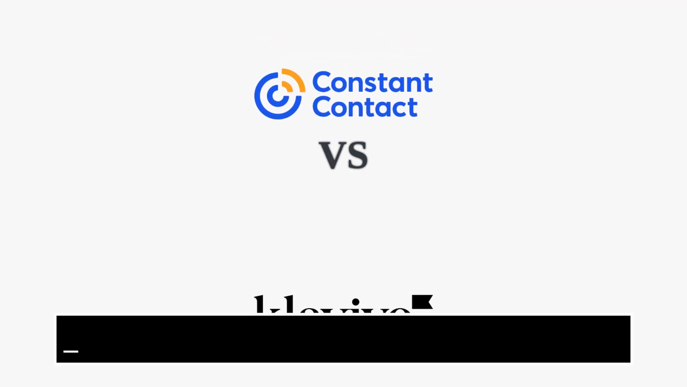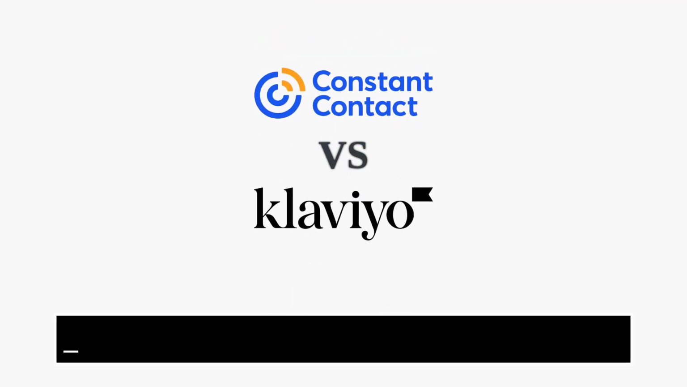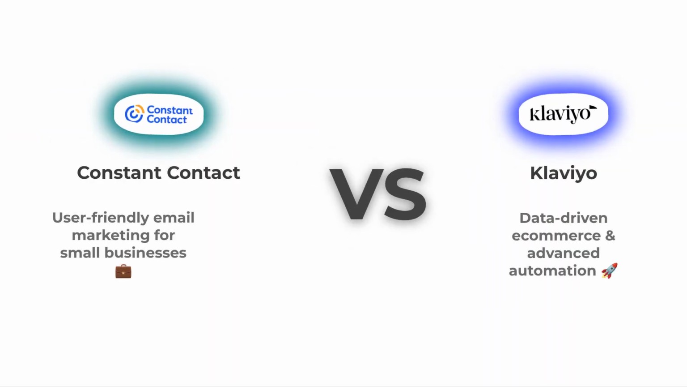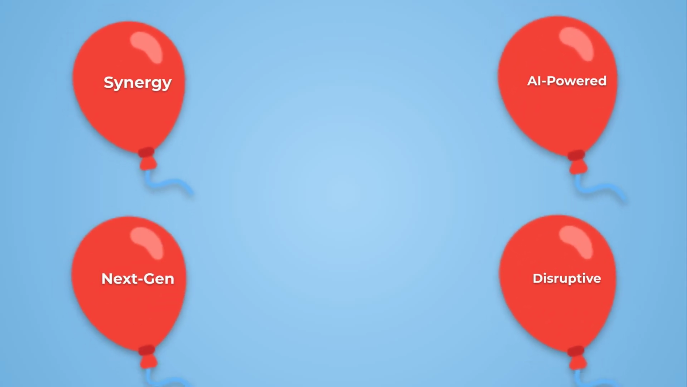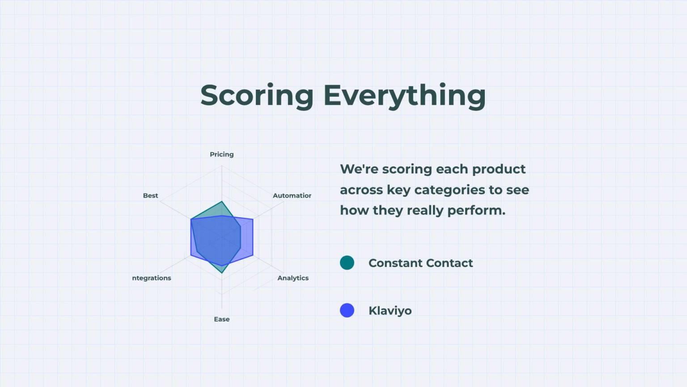Two powerhouse platforms in email marketing, Constant Contact versus Klaviyo. One big question, which one really delivers? On the left, Constant Contact, user-friendly and perfect for small businesses. And on the right, Klaviyo, built for advanced e-commerce and automation. Let's skip the buzzwords and get to the real stuff. Each category earns points, and at the end, you'll see exactly who comes out on top. The result might not be what you expect.